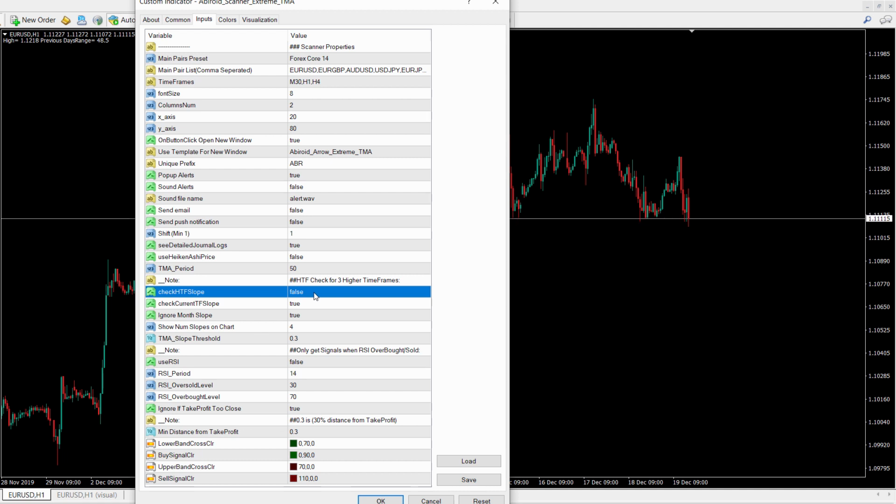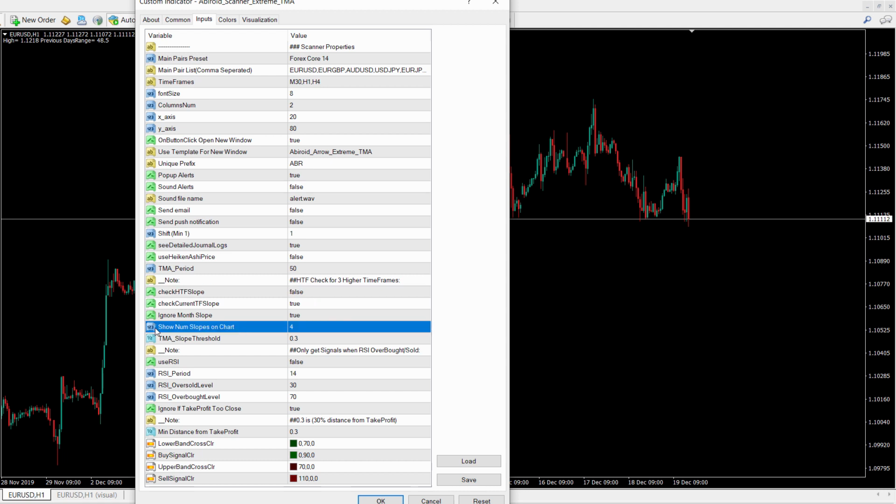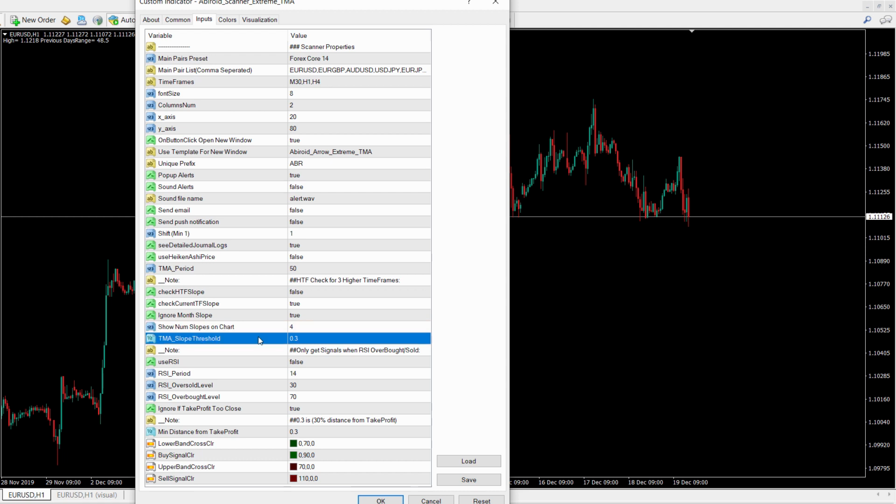And you can set the number of slopes that you want on the chart. If you set this to 4, then the first one would be the current, and the next ones would be the 3 higher time frames. If you set this to 2, then you will only get the current time frame and one higher time frame. So let me just leave this at 4, so that I get the current time frame and the 3 higher time frames. This is the slope threshold. All of these are the RSI settings.